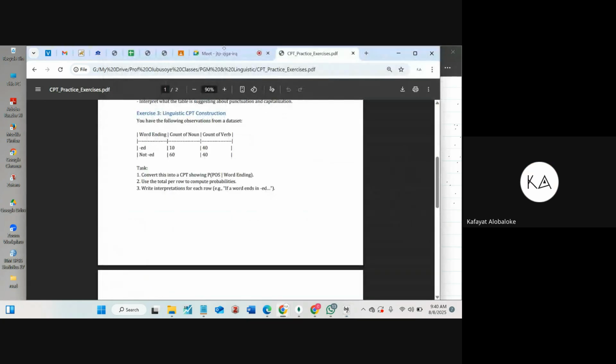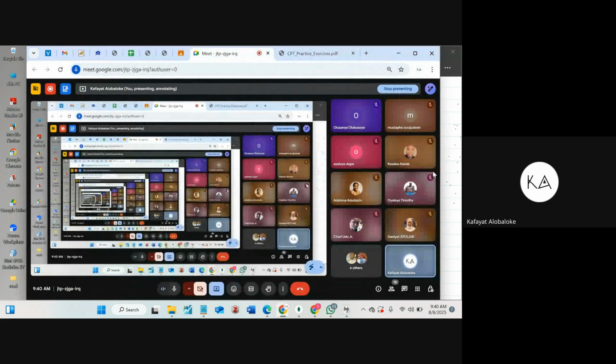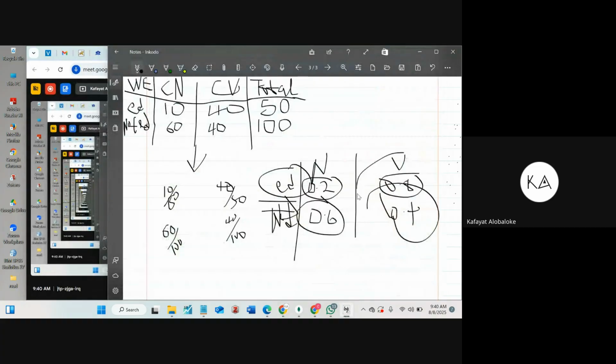That's very correct. Somebody is raising up his hand. I think that was Akonji. Yeah, you want to answer the next one for us, Akonji? Good morning, ma. Yes, go ahead. Okay, the next cell is 0.8. If the word ends in ed, there is an 80% chance that it is a verb. Thank you very much.